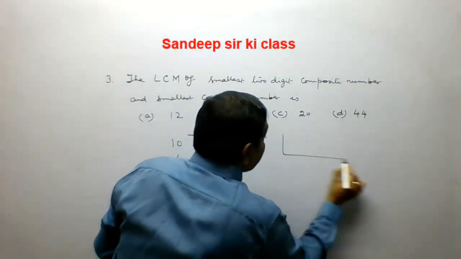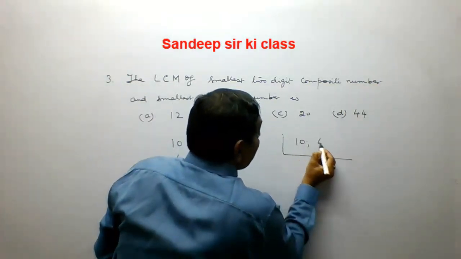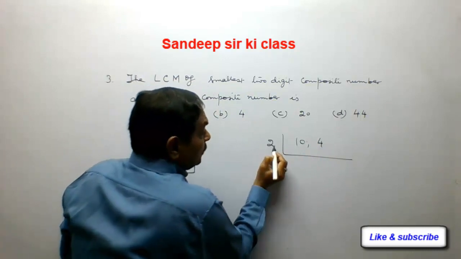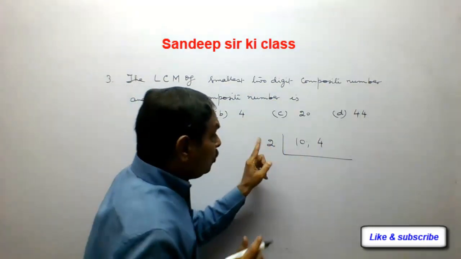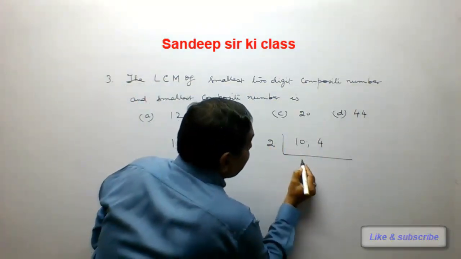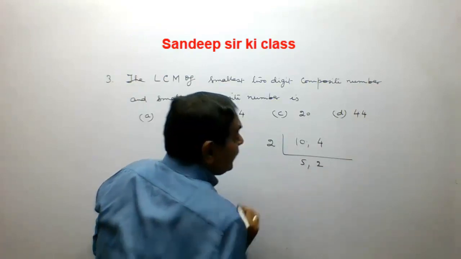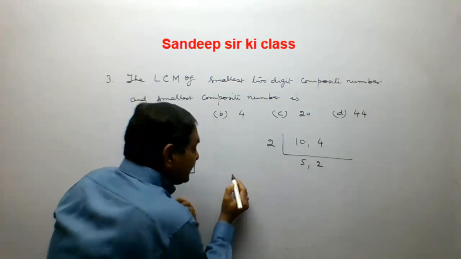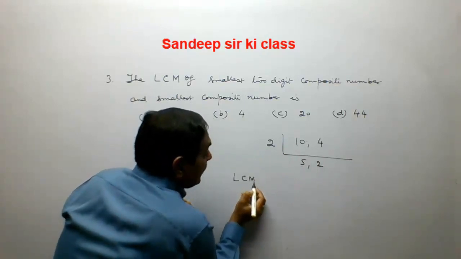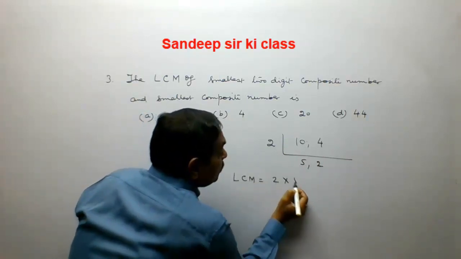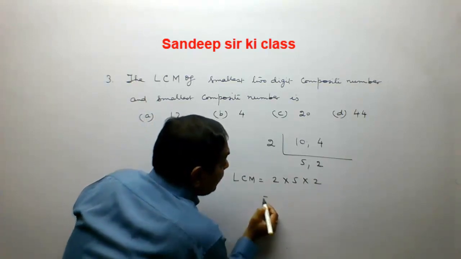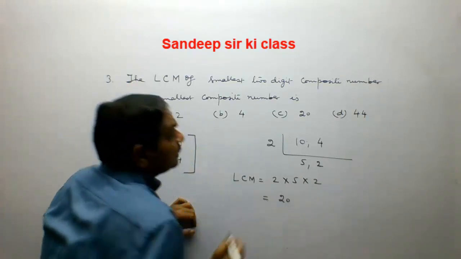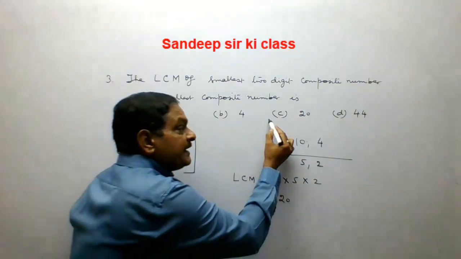We can find it like this: 10 here and 4 here. Both are divided by 2. So 2 I can write here, 5 here and 2 here. Now 2 into 5 into 2 is the LCM. So LCM is equal to 2 into 5 into 2, which means 20. So here option C is the correct option.